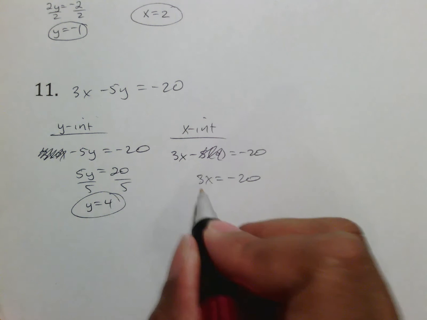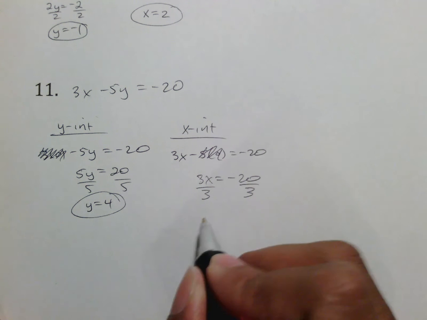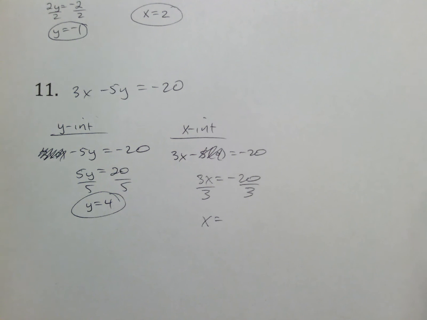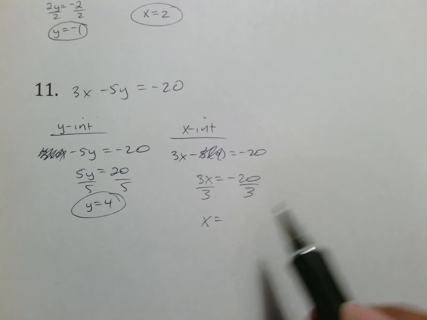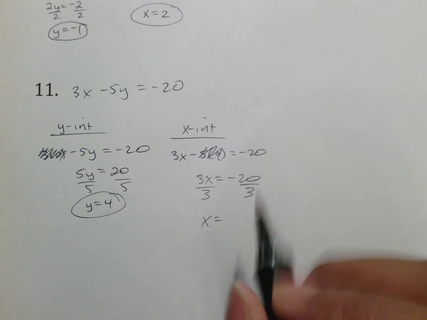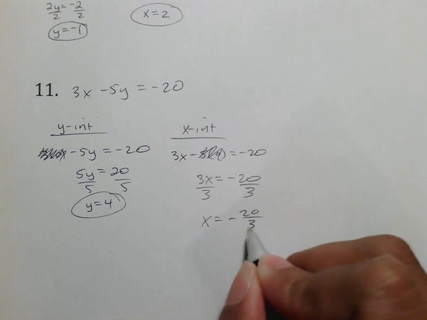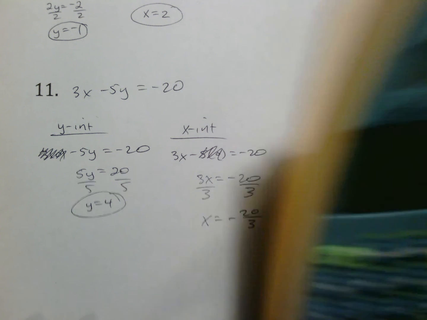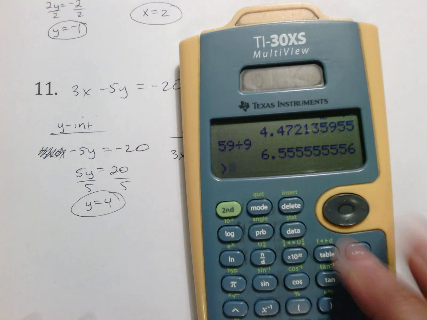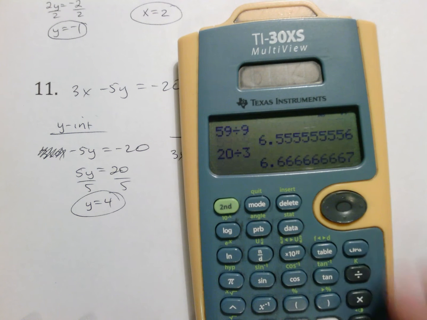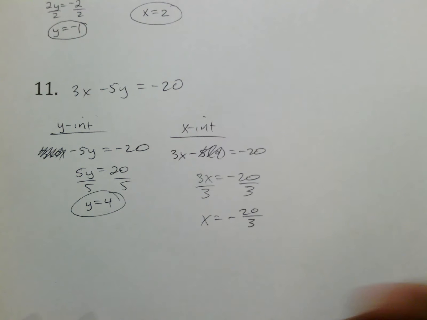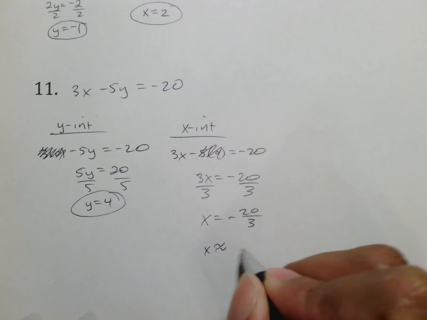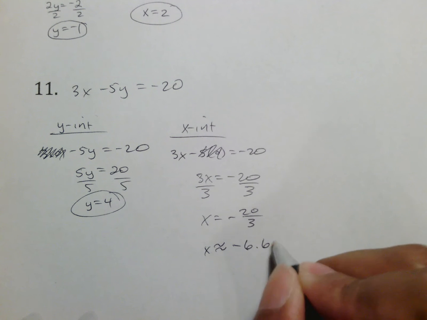I then divide both sides by 3, and I guess you've got a couple options you can do here. For the sake of this, you can leave it as negative 20 over 3, because that's reduced as far as it can be, or you can turn that into a decimal if you'd like. So 20 divided by 3 is about 6.67. And remember to be negative.